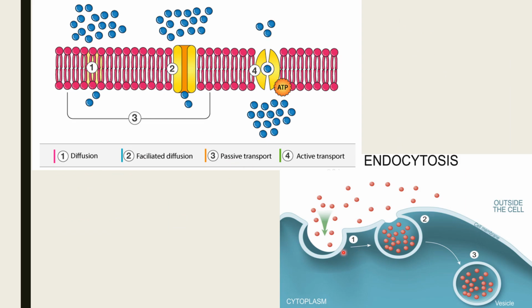This is exocytosis. What happens is, as you can see here, there are solutes from inside which are needed outside, or needed inside. So it comes here and forms a vesicle, and then the vesicle is engulfed by the cell.